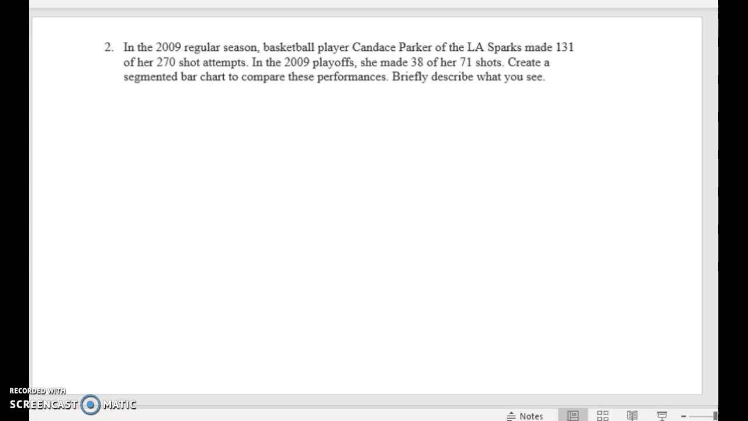So it says in the 2009 regular season, basketball player Candace Parker of the LA Sparks made 131 out of 270 shots. So I'm just going to do regular season, 131 out of 270, and calculate that percentage. 131 divided by 270 gives me 0.77058, and I'm going to round that to be 77.1%.